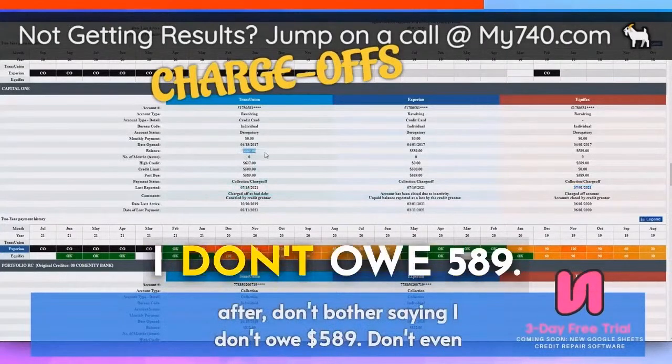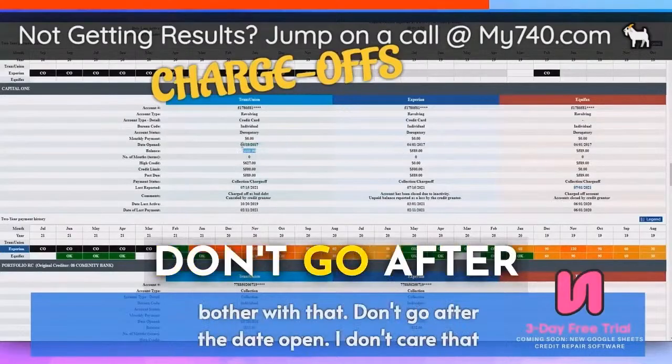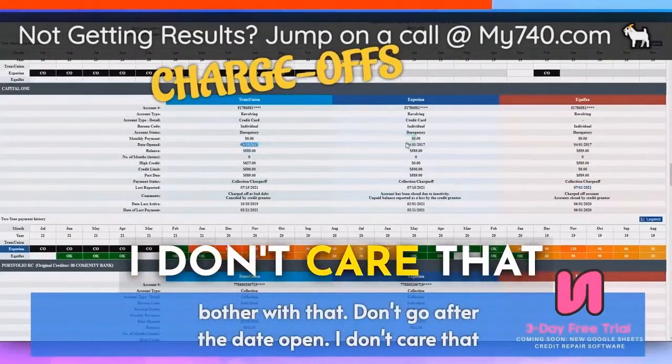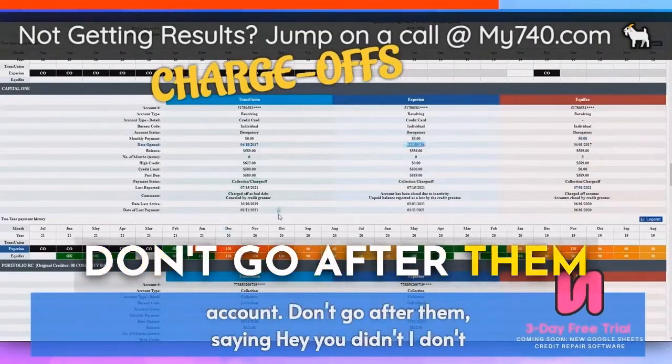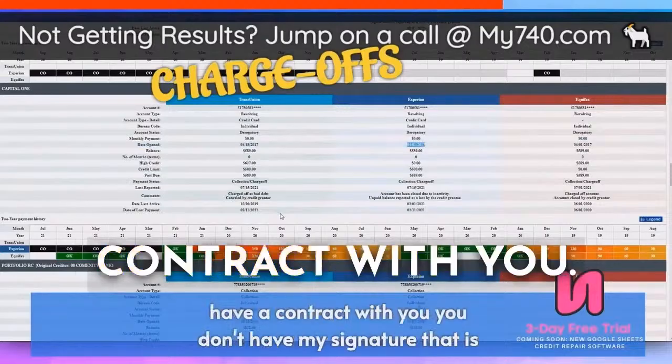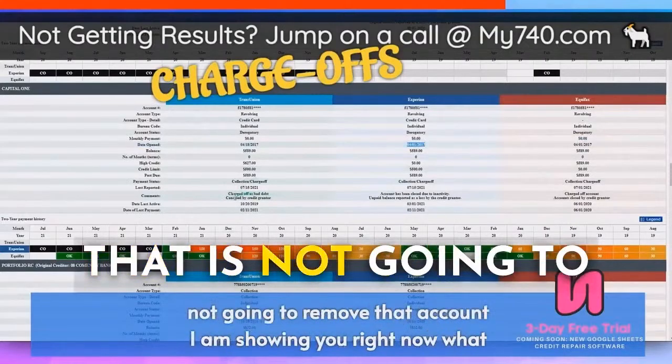Don't bother saying, I don't owe $589. Don't go after the date open. I don't care that we have different dates here. This is not going to remove the account. Don't go after them saying, hey, I don't have a contract with you. You don't have my signature. That is not going to remove the account.